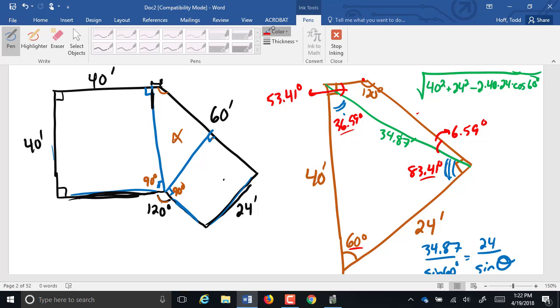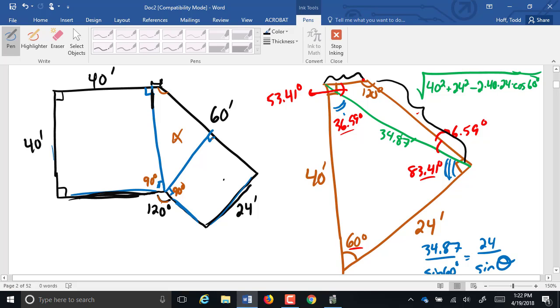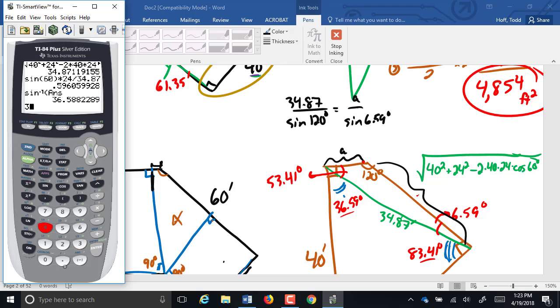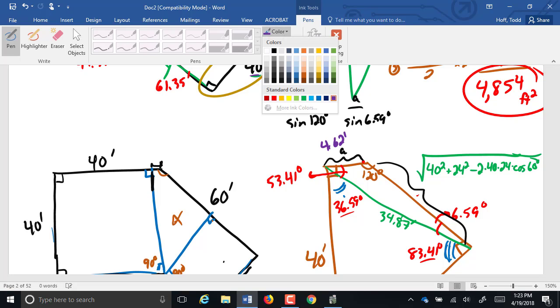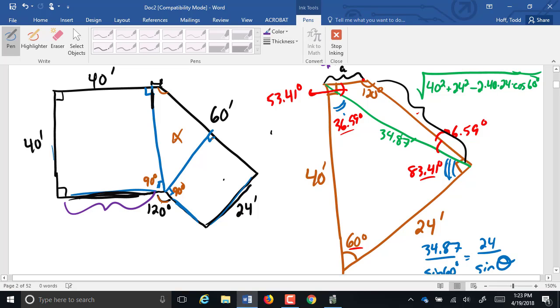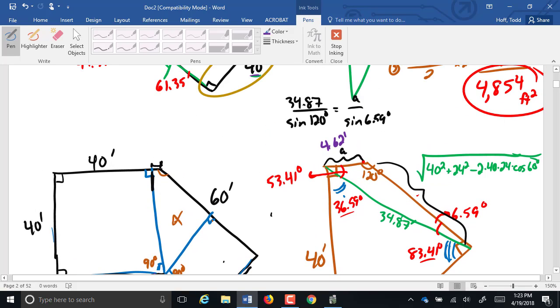So now in this triangle, I really need to find this length and that length. So I am going to do 34.87 over the sine of 120 equals, I'll call this A over the sine of 6.59 degrees. 34.87 times sine of 6.59 divided by sine of 120. 4.62 feet. Yes, that's telling us then this dimension down here was 35.38.